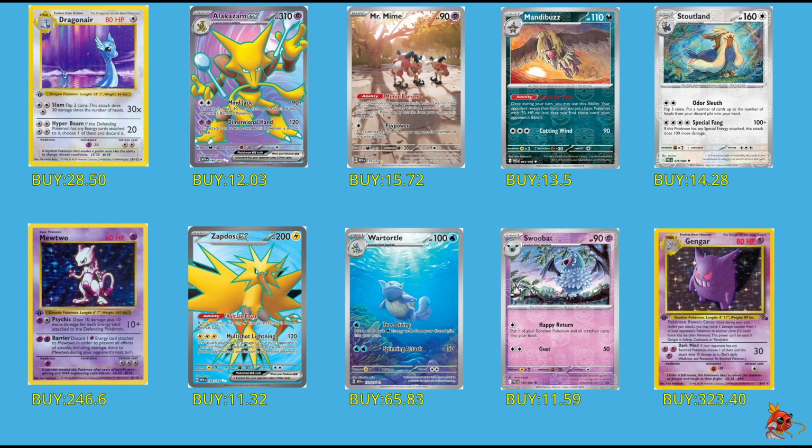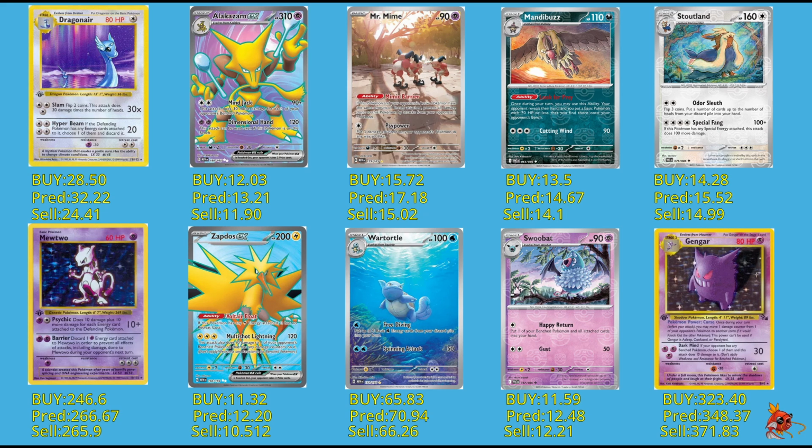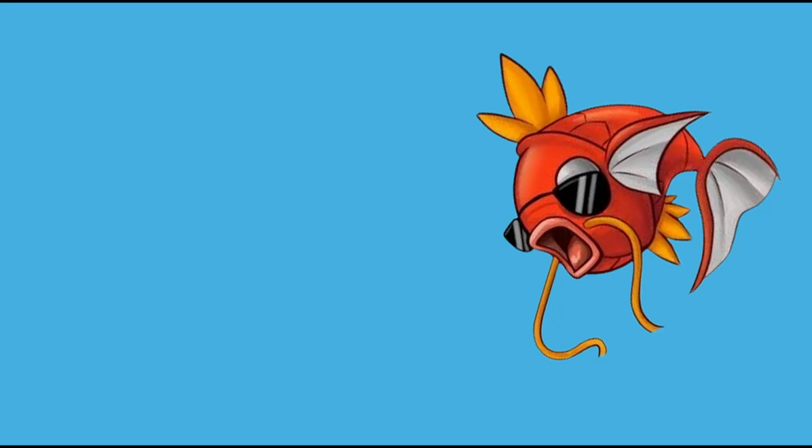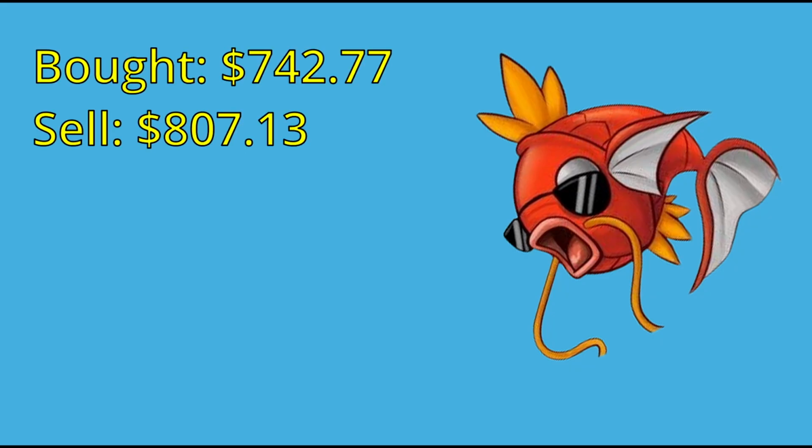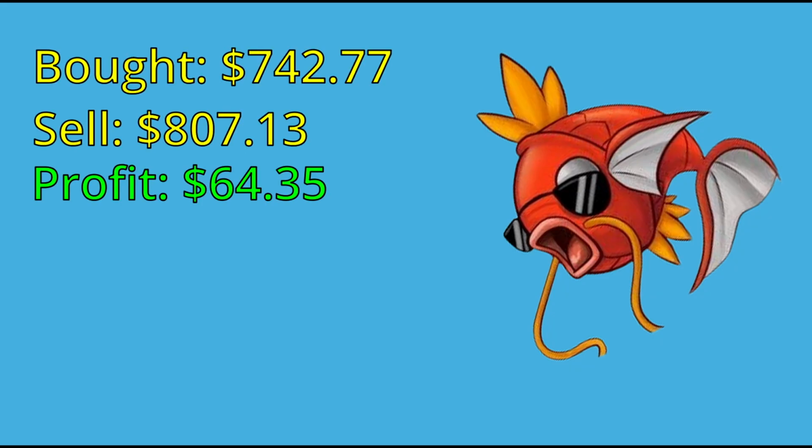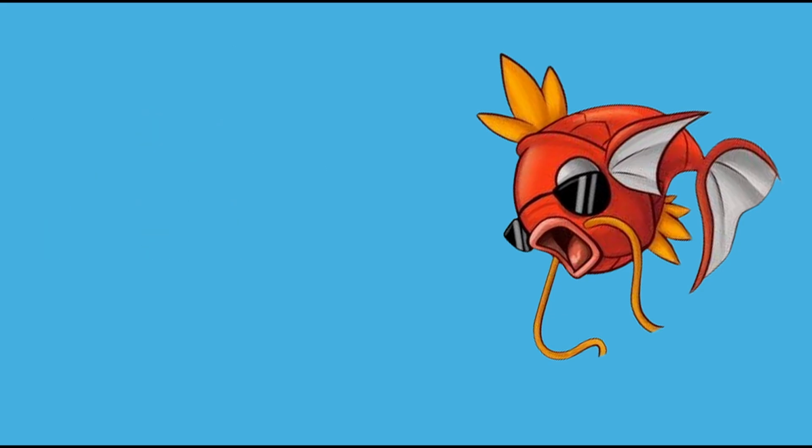Here's the purchasing price on the 8th of July. Here are the predictions on the 17th of July. And here are the actual prices of what we sold the cards for on the 17th of July. If you do that, you would have spent $742 and sold everything for $807, which is $64 of profit, or an 8.6% return. And for 1 week, that's really good.